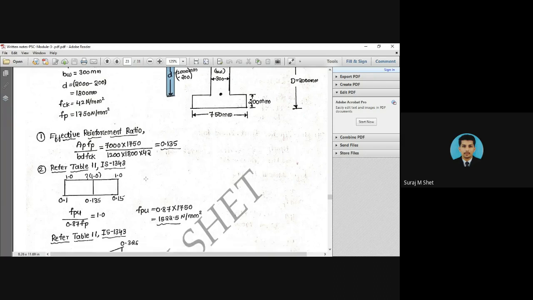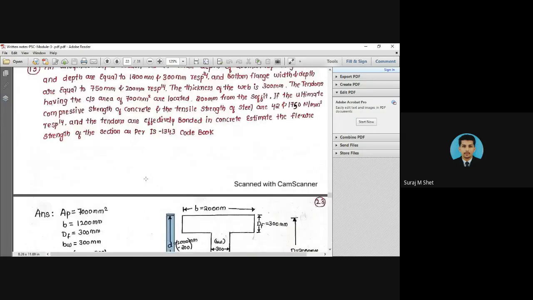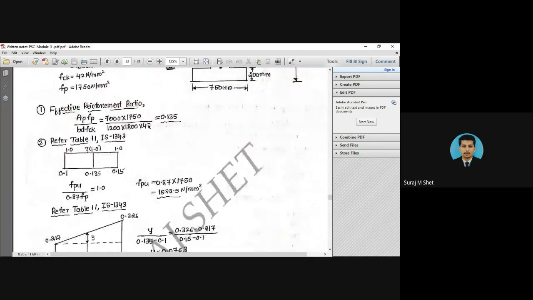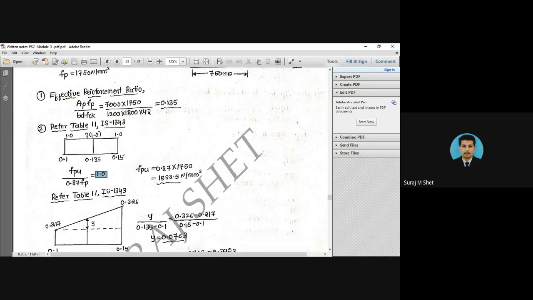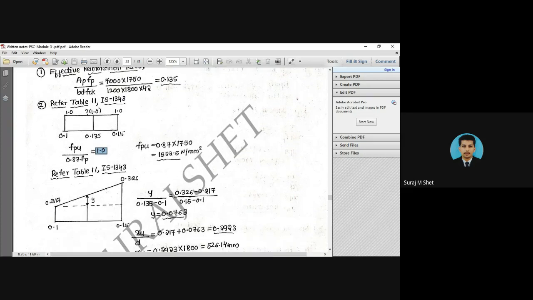After this, it is a bonded section, unsymmetrical bonded, and you have to refer to table number 11. Whatever value you calculated lies between 0.1 and 0.15. There is no need to interpolate, because the effective reinforcement ratio is 0.135, which is in between. So you have to take interpolation by default. Then cross multiply, and you get FPU equal to 1,522.5 Newton per mm square.